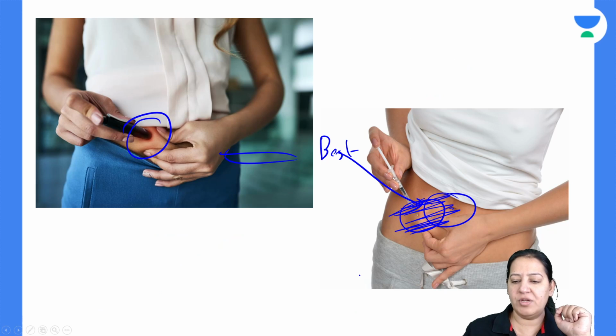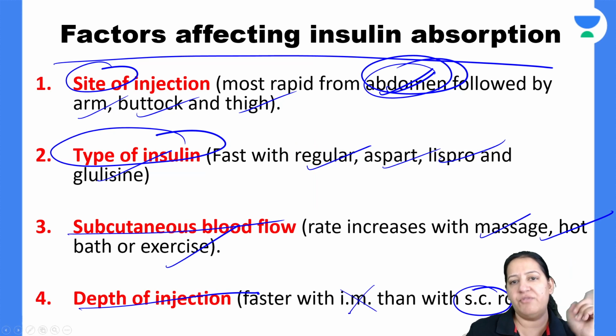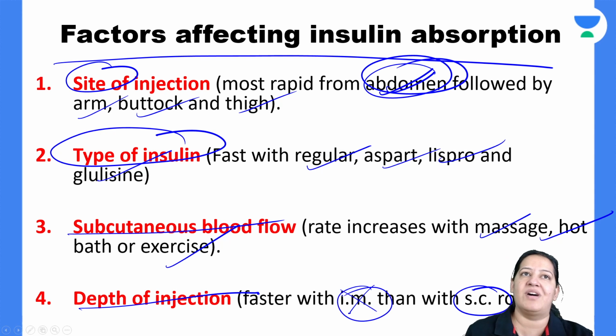Just subcutaneous, below that is muscle. You don't have to give deep injection into the muscle. No, you have to give subcutaneous. If it is given intramuscular, absorption will be very fast, right?